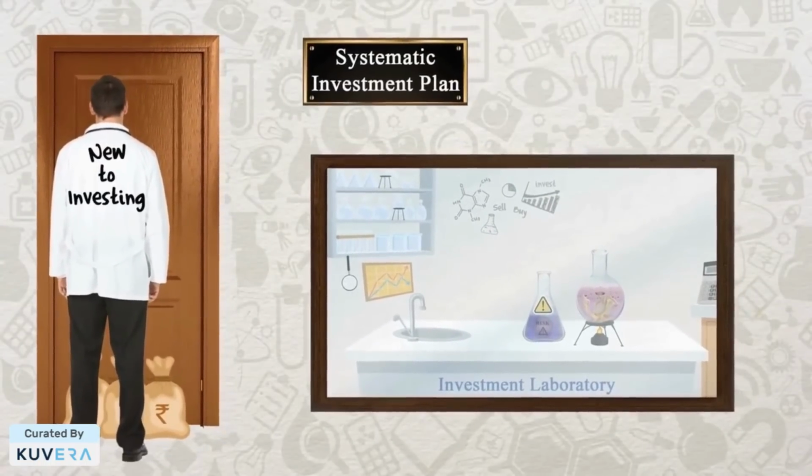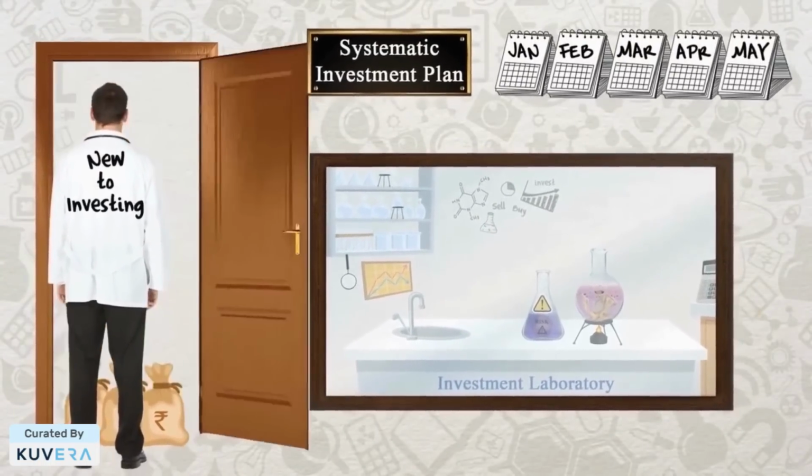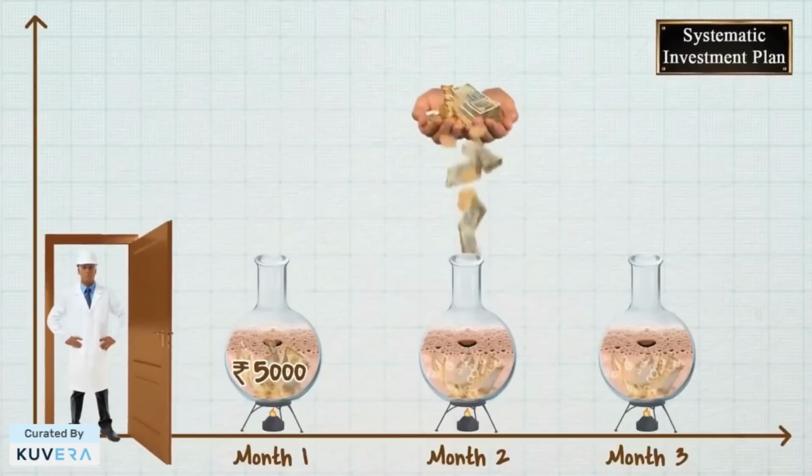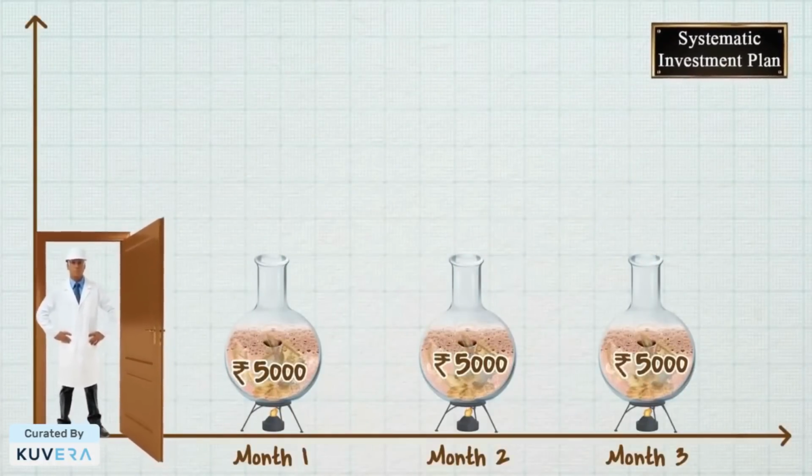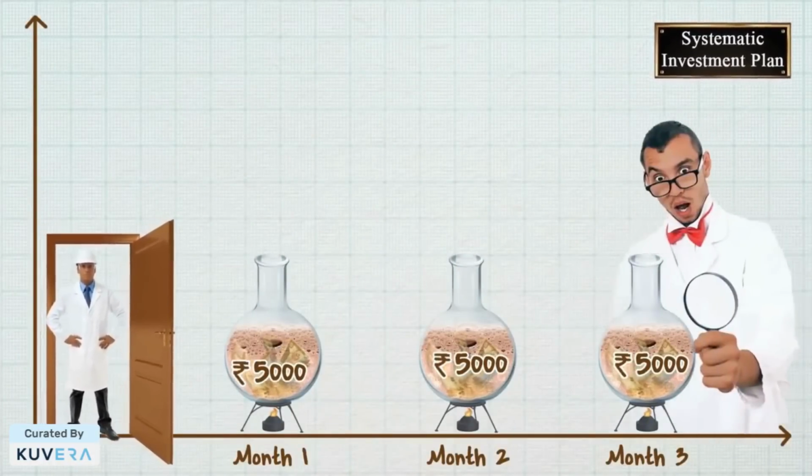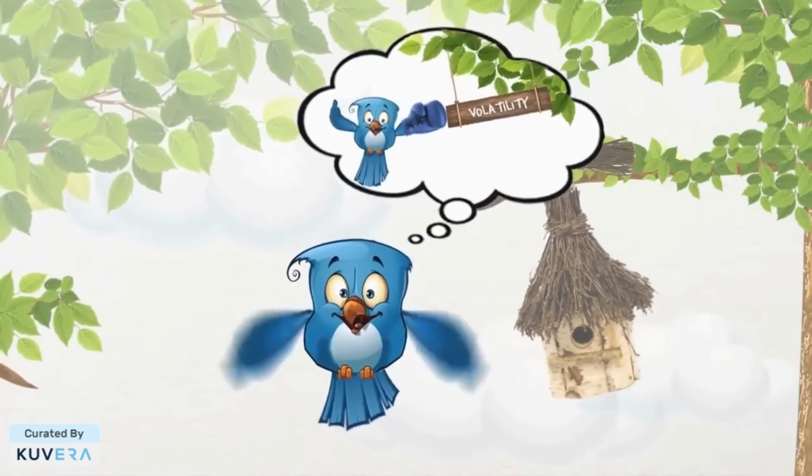Systematic investment plan, a way to invest regularly. All the investor has to do under an SIP is to invest a fixed amount at regular intervals. Really, that's all. So how does this strategy beat volatility, you ask?